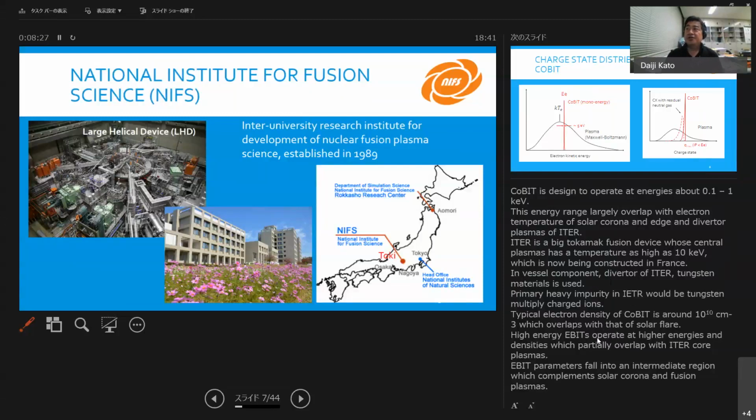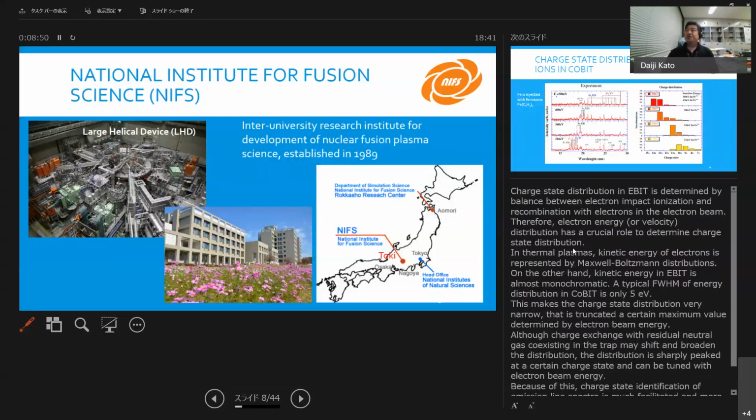High energy EBITs like Tokyo EBIT operate at higher energies and densities, which partially overlap with core plasmas. Therefore, EBIT parameters fall into the intermediate region, which complements solar corona and fusion plasmas.